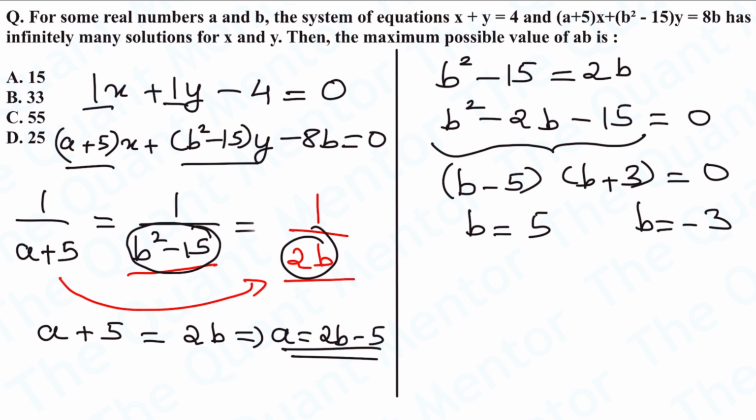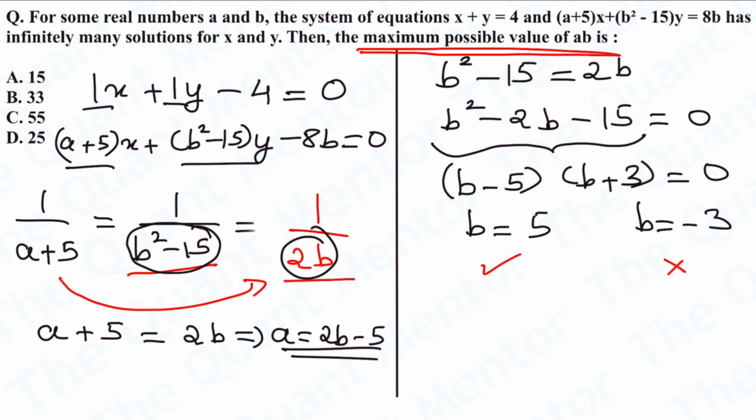The question is asking you the maximum possible value of ab. So people assume that a and b will be positive and then they ignore the value b is equal to minus 3 and consider only b is equal to 5 and they end up getting the wrong answer. I'll show you how. But that's a mistake we have to avoid at all costs, guys.